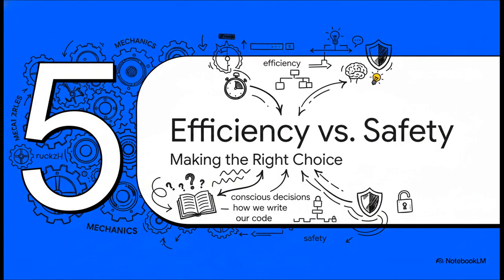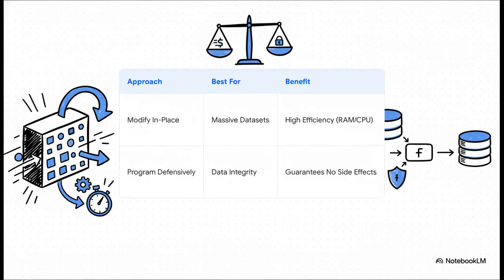So now that we get the mechanics, what does all this mean for us when we're actually writing code? This isn't just some academic puzzle, you know? It actually forces us to make real decisions about how we design our functions. It really all boils down to a trade-off. Let's say you're working with a massive data set, a list with millions of items. Modifying it in place like we saw is incredibly efficient. It saves a ton of memory and time.